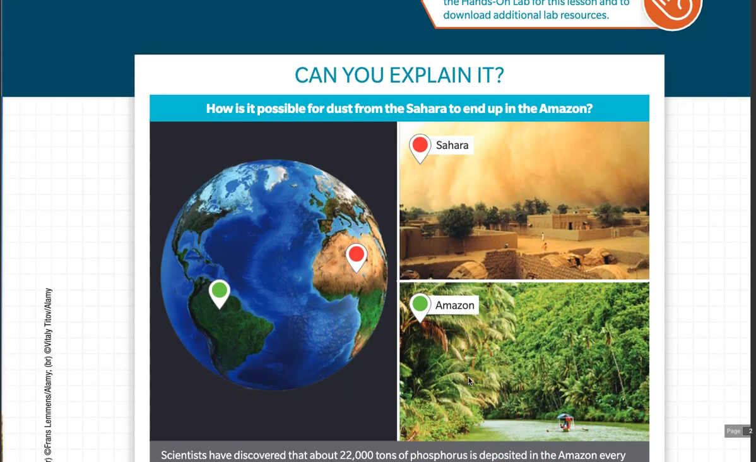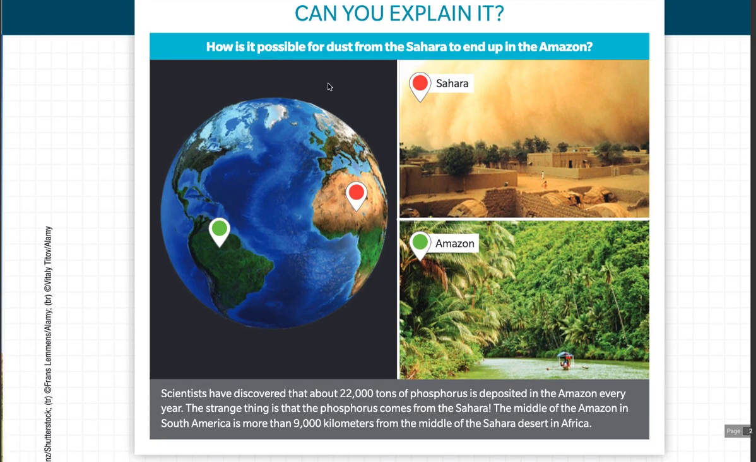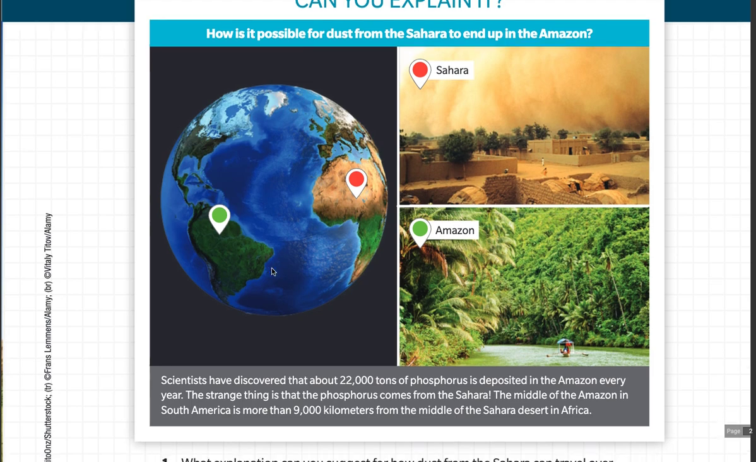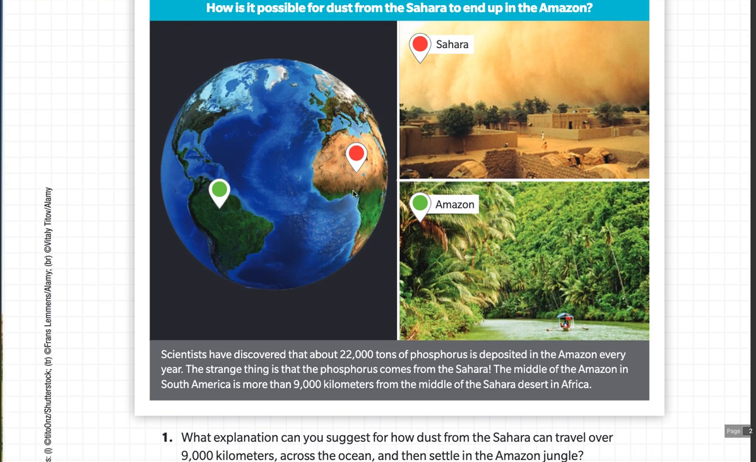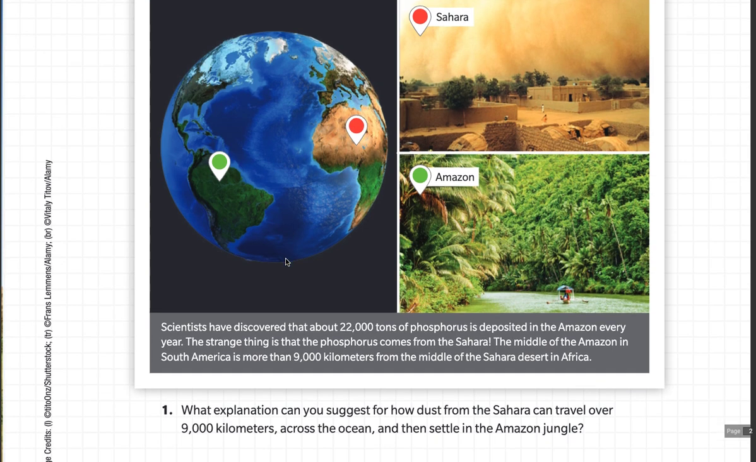Okay, so this first thing. How is it possible for dust from the Sahara to end up in the Amazon? Scientists have been able to track through satellites and other means that one of the main reasons why the Amazon rainforest is so lush is because sand and nutrients from dust storms over in Africa blow over the ocean and end up in South America. And so how do they get there? Well, it gets there from wind, right? The sand isn't floating on the ocean, so it's got to be the wind.